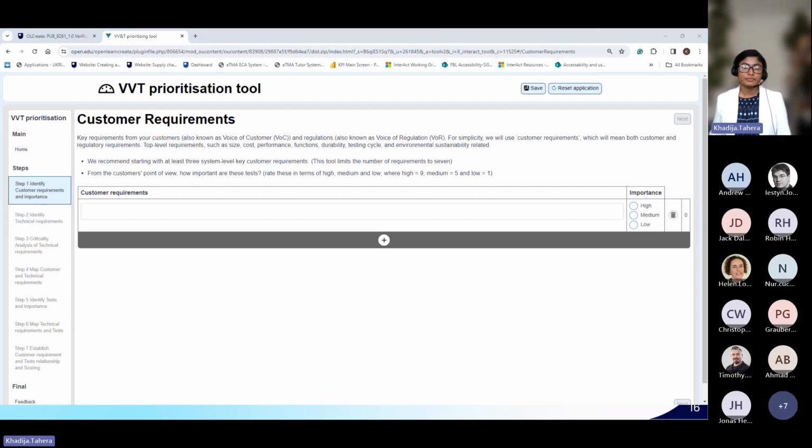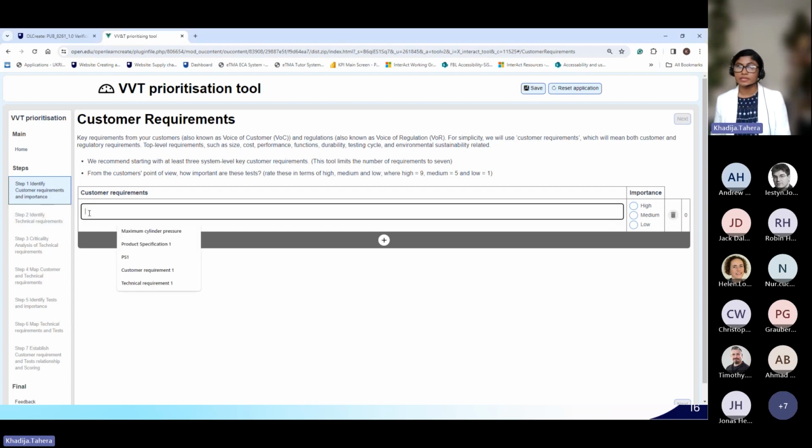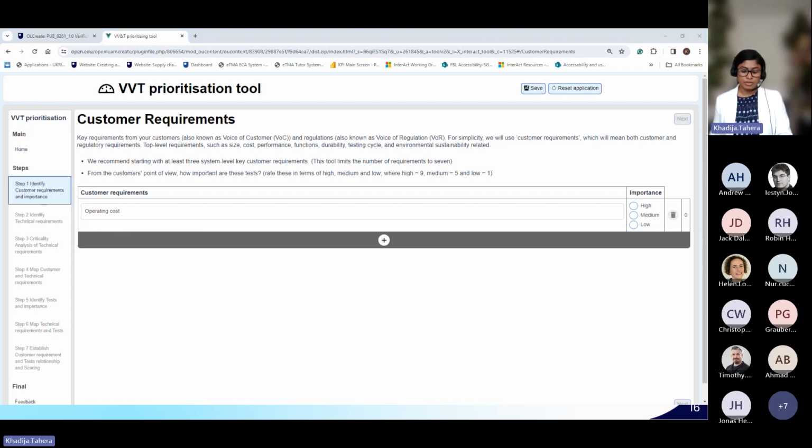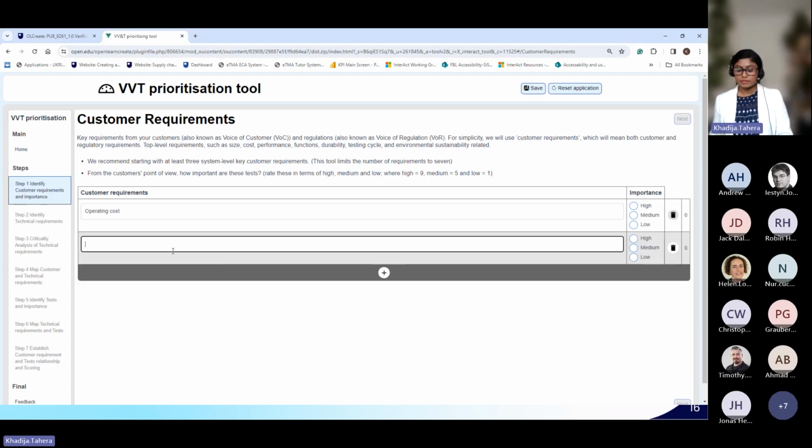I'm going to take a little bit of time to copy and paste the example I have created. The first requirement for me is the operating cost, and again it's an example from the development of an engine. The second requirement is the exhaust emission.